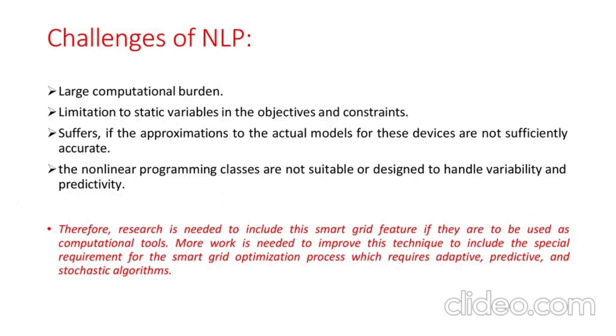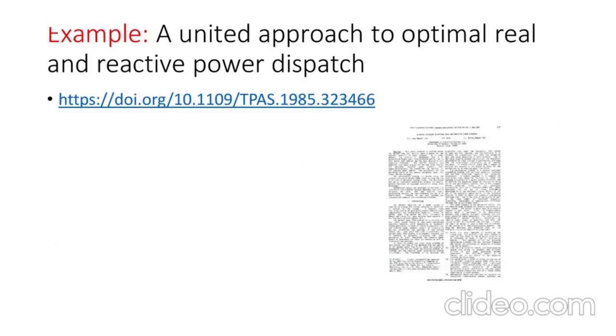Coming to challenges: large computational burden, and limitation to static variables in the objective and constraints, which suffers if the approximation to the actual model is poor. Therefore, research is needed to increase the smart grid features if they are to be used as computational tools. It requires adaptive, predictive, and stochastic algorithms for improvement of nonlinear programming to overcome its challenges. The large computational problem is the main burden in nonlinear programming. In this, we have to optimize the solution for nonlinear constraints.